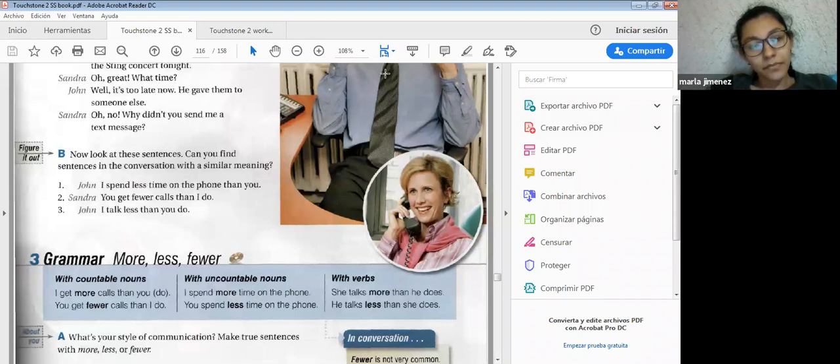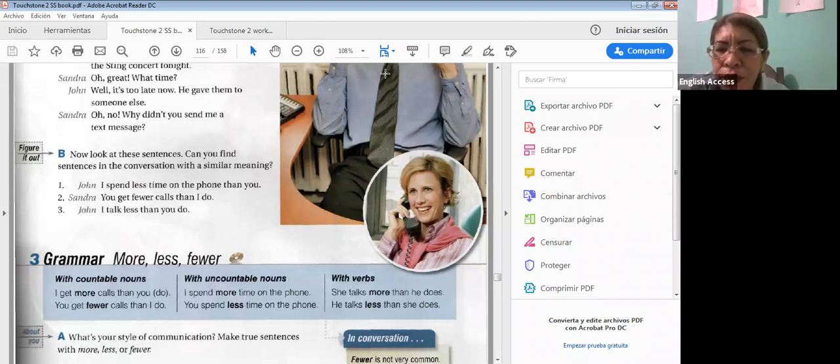I want to change the color. Give me a second.